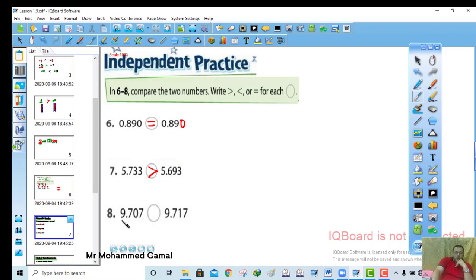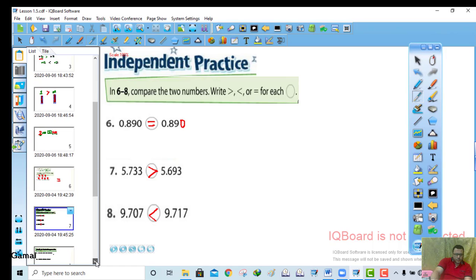Here we have 9 and 707,000, 3 digits, and here also 3 digits. But 707 is less than 717. So it's less than, because here 7, 7. Here 0, and here is 1, so 0 is less than the 1.